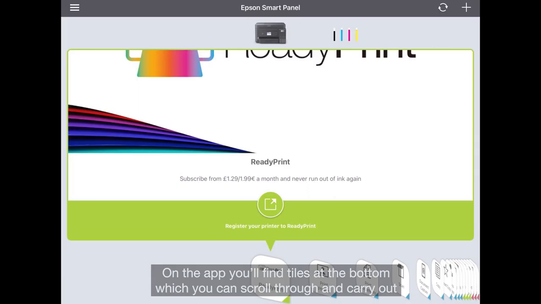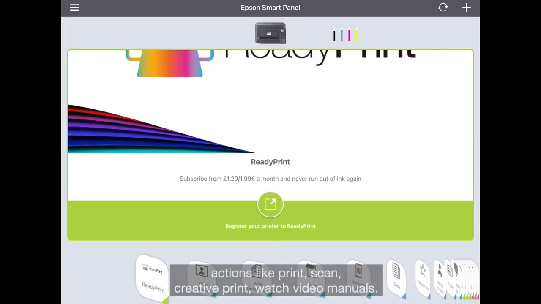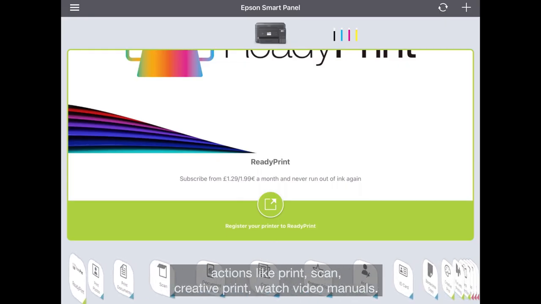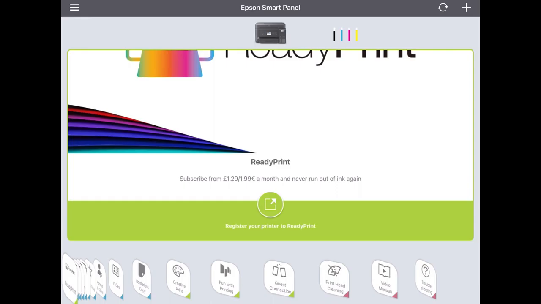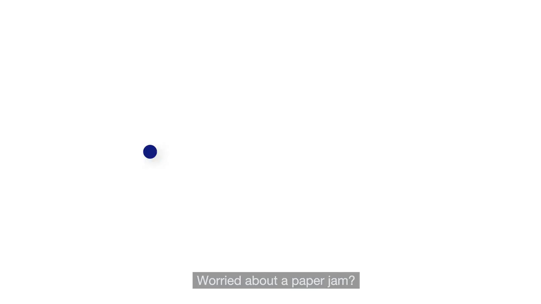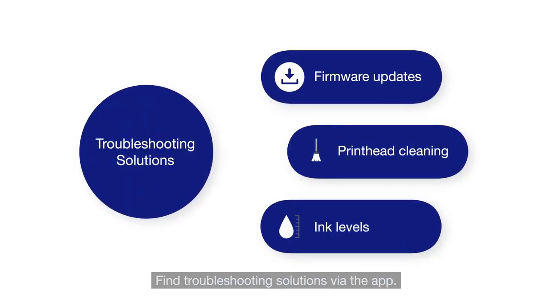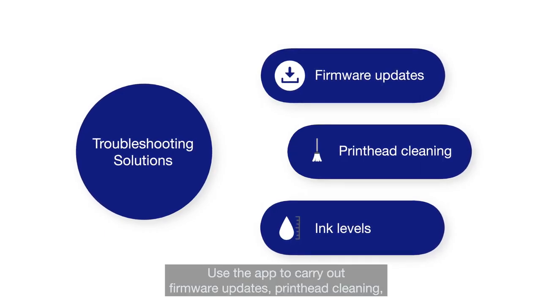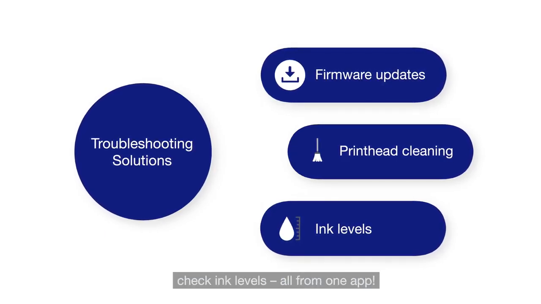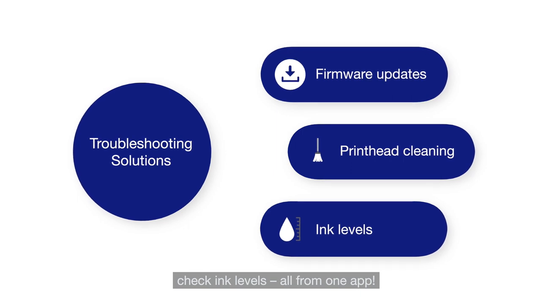On the app, you'll find tiles at the bottom, which you can scroll through and carry out actions like print, scan, creative print, watch video manuals. Worried about a paper jam? Find troubleshooting solutions via the app. Use the app to carry out firmware updates, print head cleaning, check ink levels, all from one app.